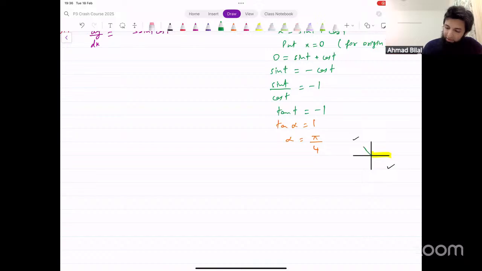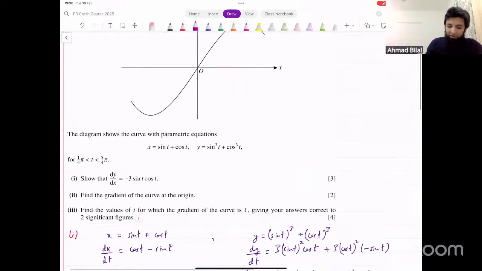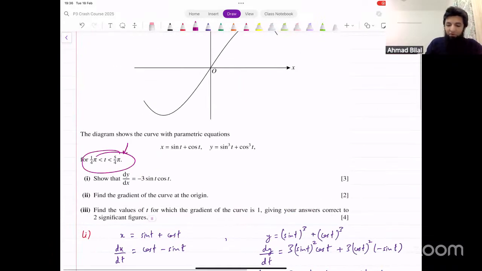The basic angle is pi over 4 here. What's the angle that we're getting? This angle, t, is going to be pi. Pi is the angle in a straight line. Subtract from that pi over 4, and that is 3 pi over 4. This angle is 3 pi over 4. That means the value of t is 3 pi over 4 at the origin. Is that in the interval that we have given? Yes, 3 pi over 4 is within this interval.